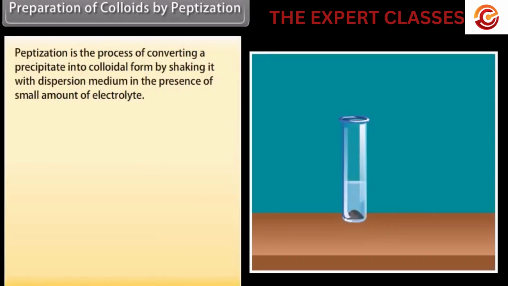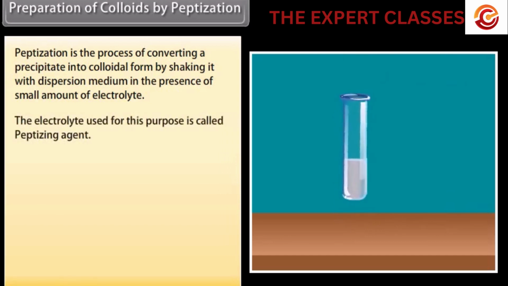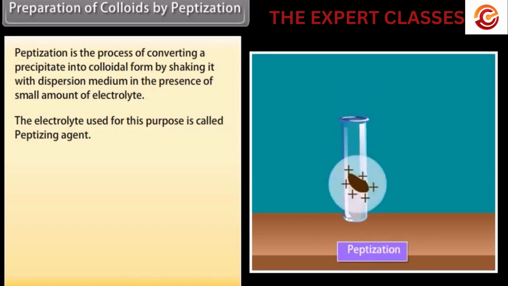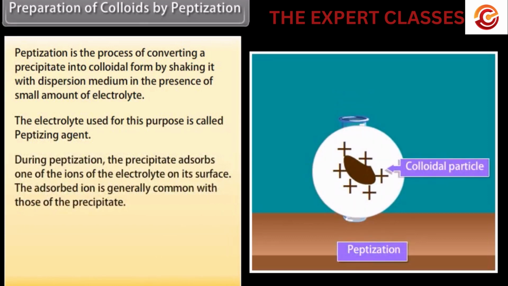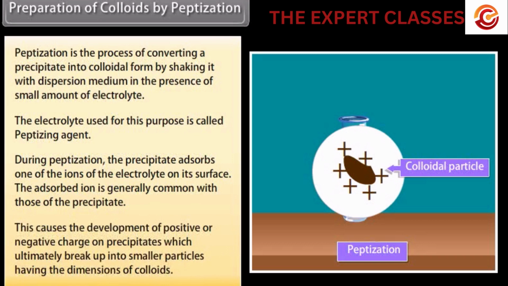Preparation of colloids by peptization. Peptization is the process of converting a precipitate into colloidal form by shaking it with dispersion medium in the presence of a small amount of electrolyte. The electrolyte used for this purpose is called peptizing agent. During peptization, the precipitate adsorbs one of the ions of the electrolyte on its surface. The adsorbed ion is generally common with those of the precipitate. This causes the development of positive or negative charge on precipitates, which ultimately break up into smaller particles having the dimensions of colloids.